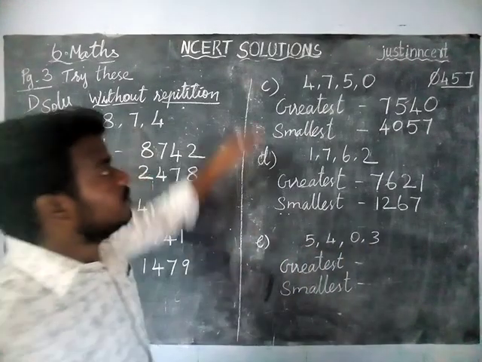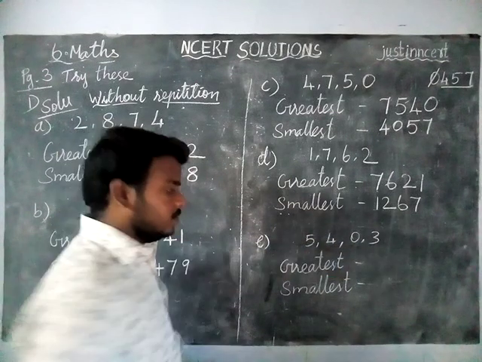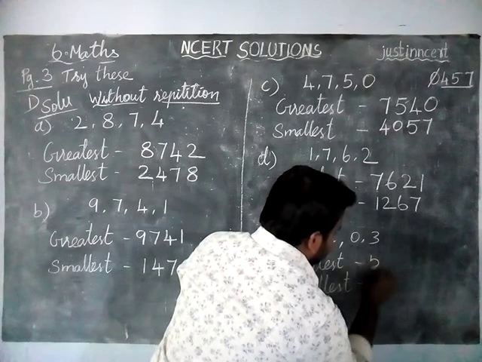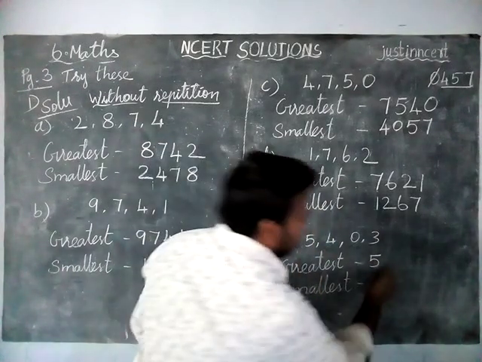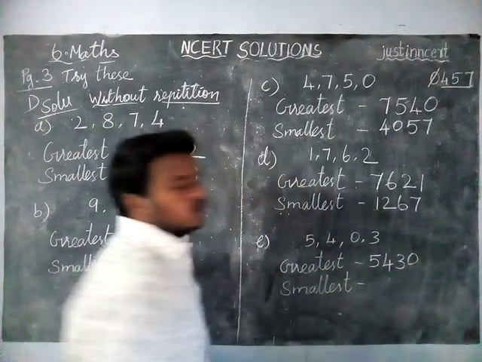Then option E, last sum, 5403. What we did in option C, the same model. Here 0 is coming, we should be careful with 0. Next, the greatest number: the greatest digit is 5, next is 4, next 3 and last 0.